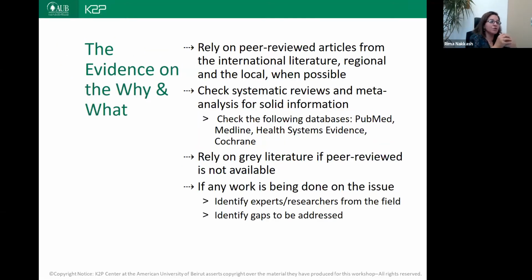We rely, of course, in identifying the evidence, on peer-reviewed articles, but most importantly, we rely on systematic reviews and meta-analyses, if there are any on this topic. We try to rely on the best available evidence in the various databases that provide the synthesis of knowledge. And if you remember the framework that I showed, one step back before reaching the point of working on knowledge uptake is identifying this evidence and what is available in the international literature.